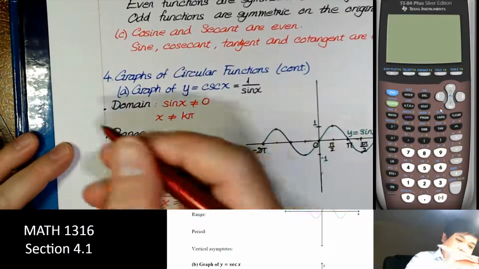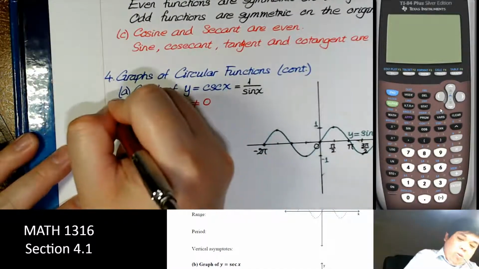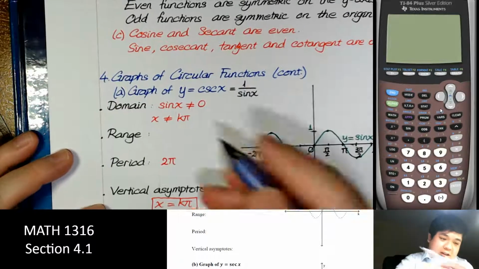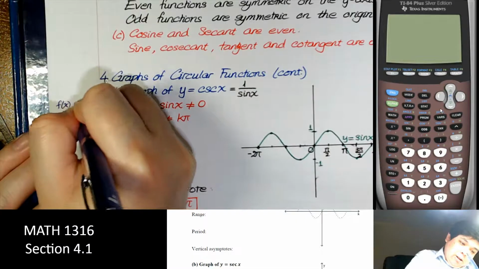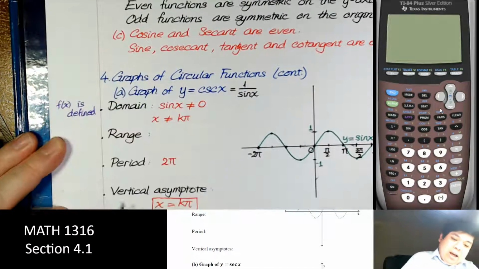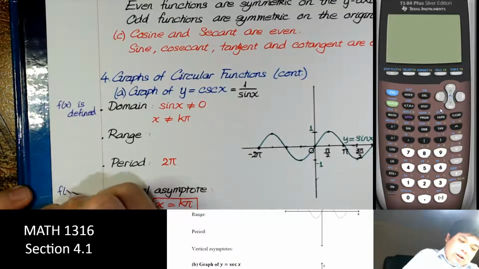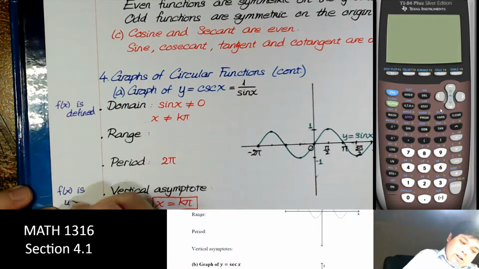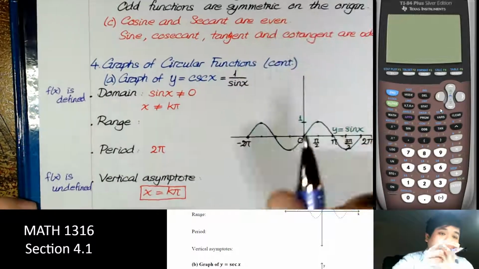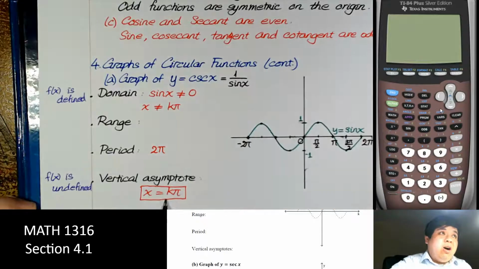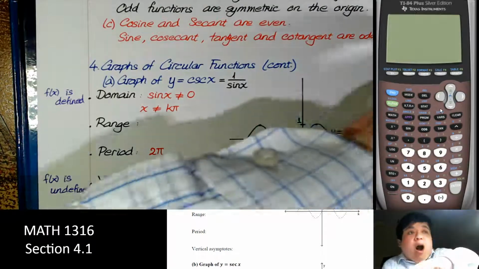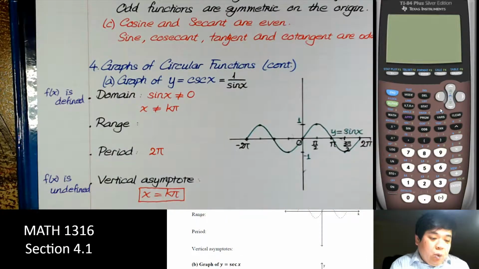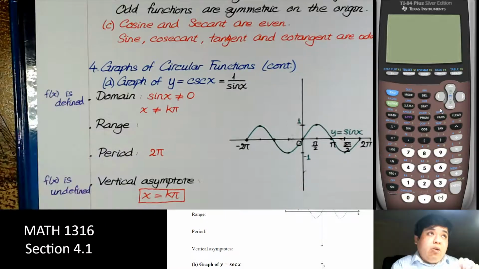I should have written that earlier too. So the domain is where the function is defined, and the vertical asymptote is where it is undefined. And in terms of the fraction, denominator equal to 0 is undefined, denominator not equal to 0 is defined. So those are always opposite to each other. So we know the domain, we know the vertical asymptotes, and then the range.